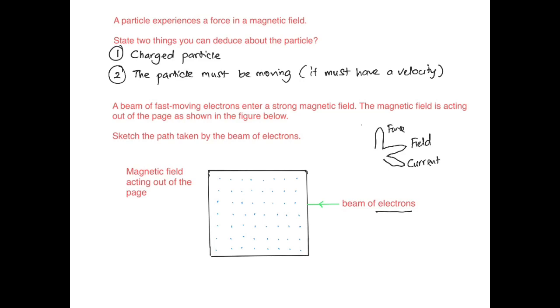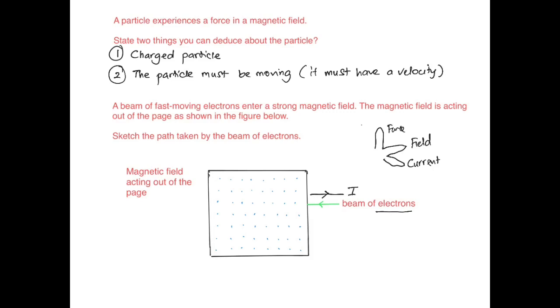And what we have here is a beam of electrons, which is negative charges, and by convention, the direction of current is the flow of positive charges. So therefore, the direction of current is taken to be this way, even though the beam of electrons are moving towards the left, right? And we have the field acting out of the plane of the page. So you're going to have your first finger pointing up, that means coming out of the page, and your second finger pointing towards the right.